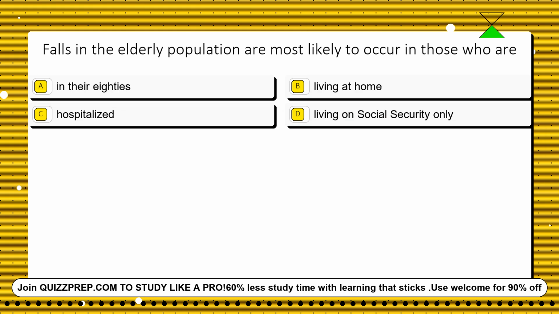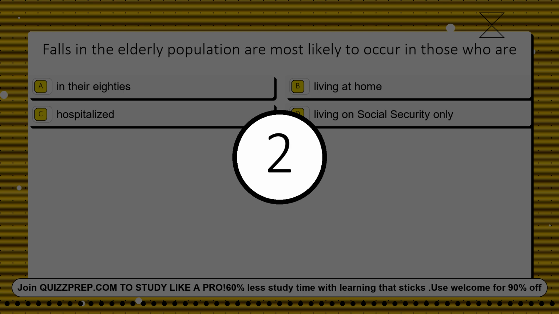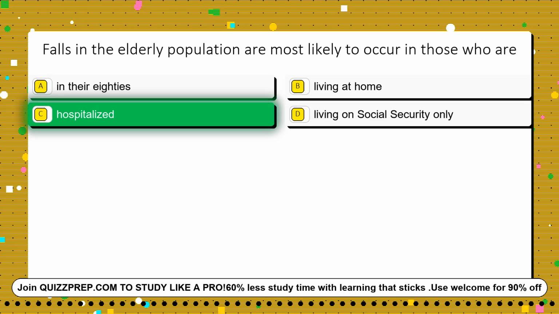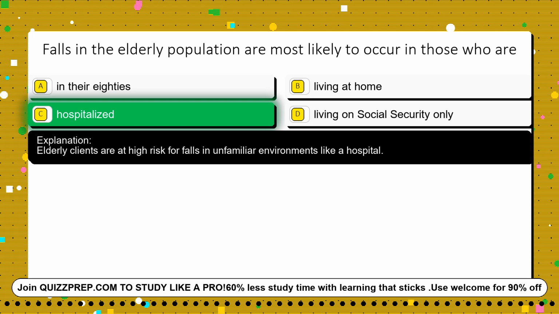Question 108. Falls in the elderly population are most likely to occur in those who are: Option A, in their 80s. Option B, living at home. Option C, hospitalized. Option D, living on Social Security only. The correct answer is option C, hospitalized. Elderly clients are at high risk for falls in unfamiliar environments like a hospital.